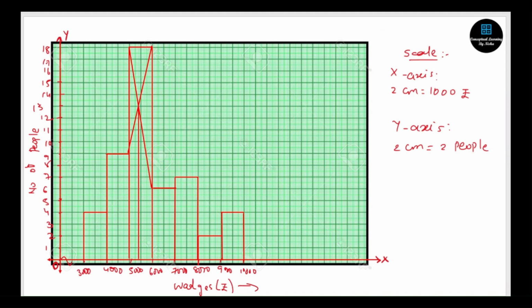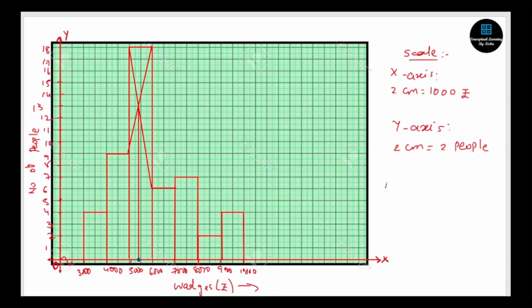I have taken the wages on the x-axis and number of people on the y-axis. The scale is taken as 2 centimeter equals 1000 rupees, and on the y-axis 2 centimeter equals 2 people, and based on that this graph is prepared. Now if you see here, to estimate the mode, we have to take the highest frequency. We have to join the preceding and the successor frequencies. So we have joined these values, and based on that we'll get the mode.